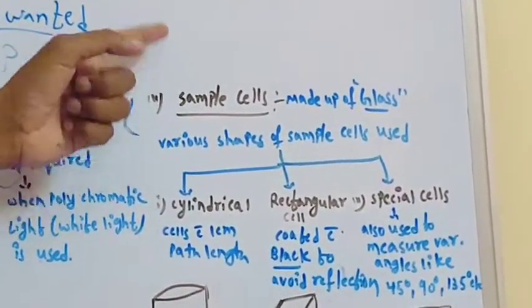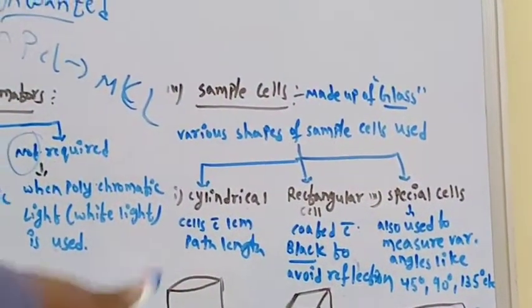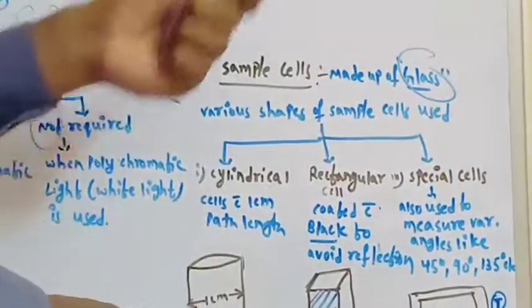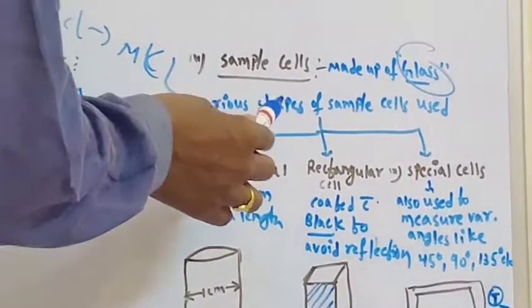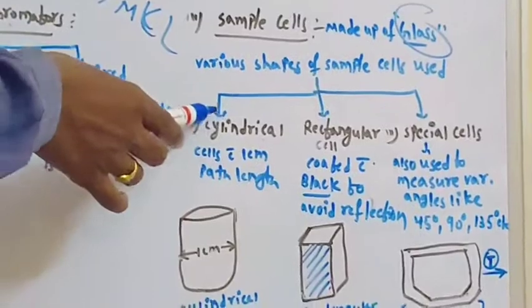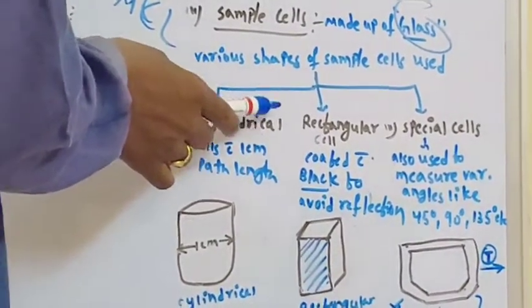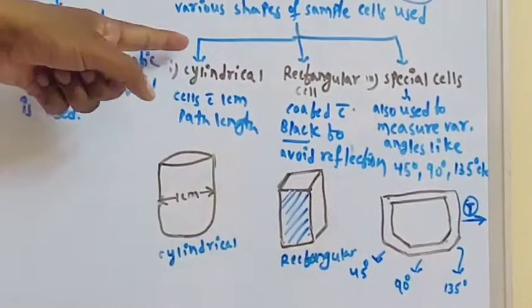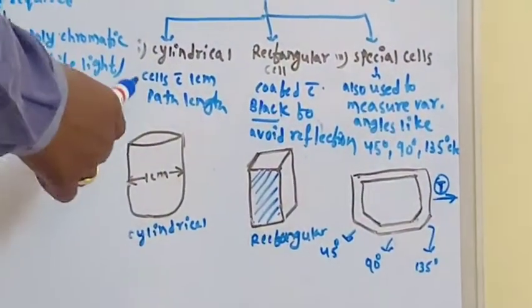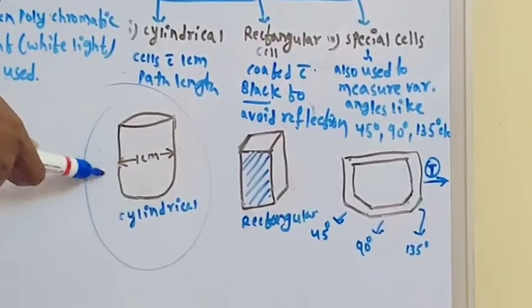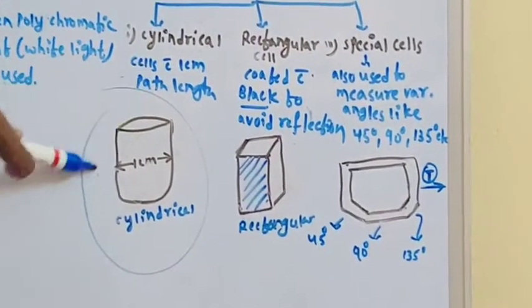Then the third thing is the sample cell. The sample cells in nepheloturbidometry are made of glass only. Various shapes of sample cells are used: either a cylindrical cell, or a rectangular cell, or special cells. What is the use of the cylindrical cell? It has a 1 centimeter path length.